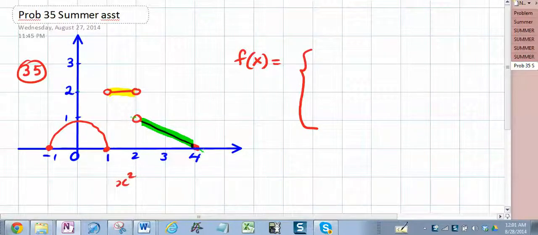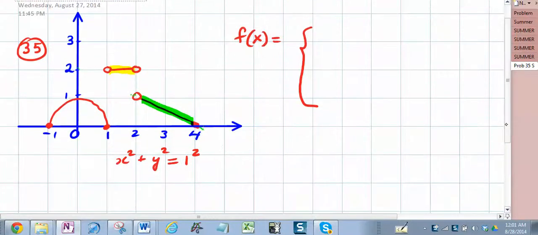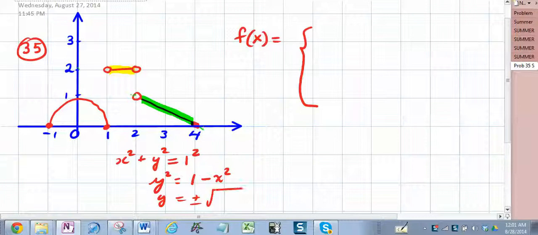Such a circle, as you know, will have the equation x squared plus y squared equals 1 squared. And we solve this for y. Y squared is 1 squared, which is 1, minus x squared. Y is equal to plus or minus the square root of 1 minus x squared. And the top half of the graph is when we take the plus sign because the y's are all positive.